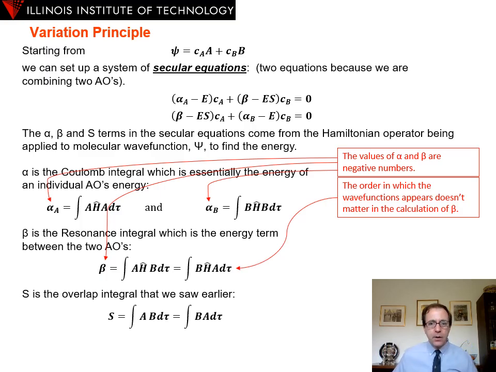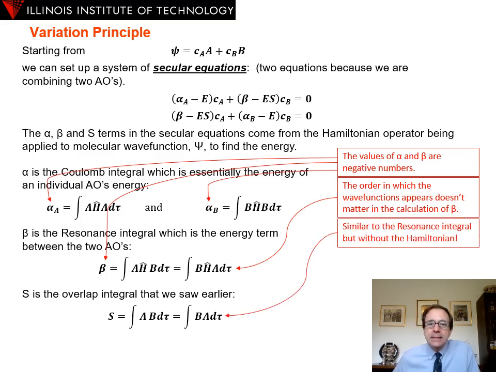Next, and I already mentioned this, the order in which the wave functions appear in the calculation of beta doesn't matter, so that beta term will come out whether it's the A H hat B or B H hat A term. And lastly, this is similar to the resonance integral, but we've dropped the Hamiltonian. And so those are the terms in the calculation for our secular equations. So now we can see what has gone into making them up.